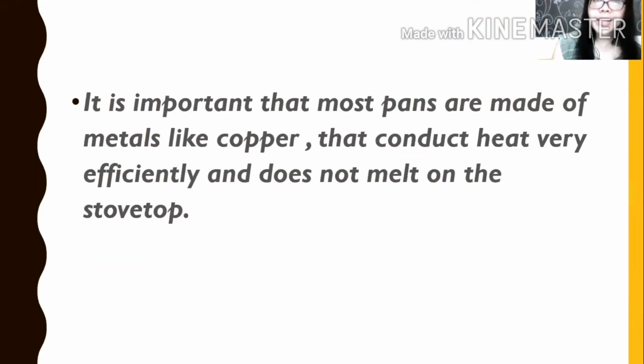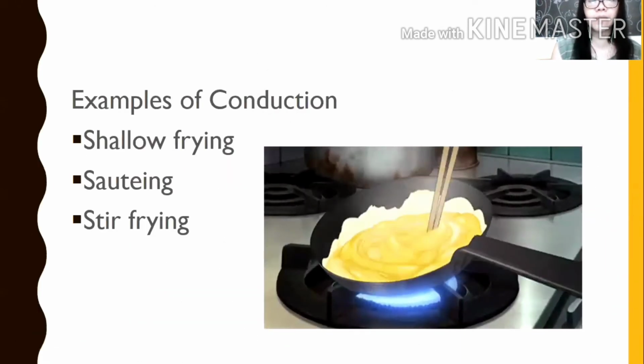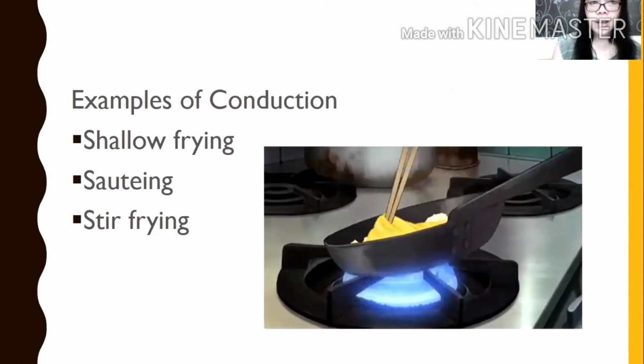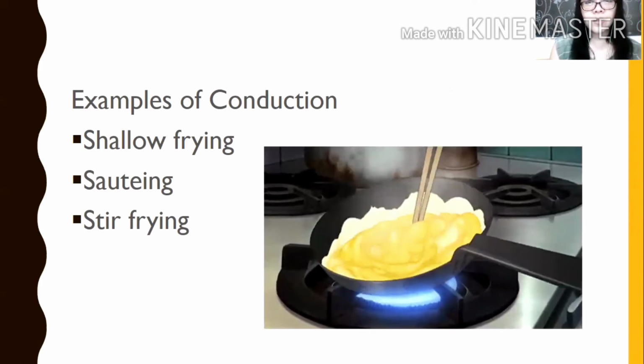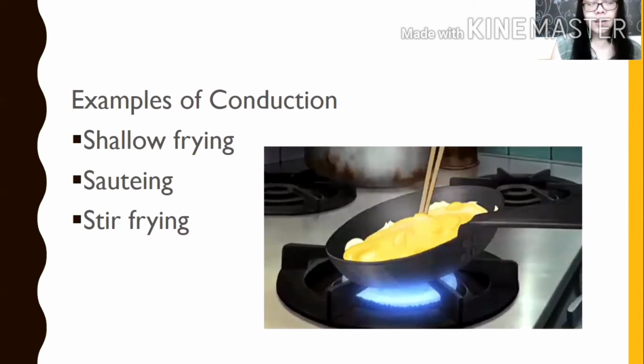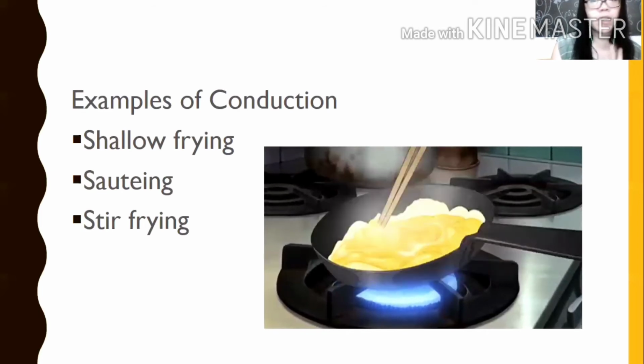Okay, so it is important that most pans are made of metals like copper that conduct heat very efficiently and do not melt on the stove top. So take note that metals are good conductors of heat. Okay, so we have the following examples of conduction. First, you have shallow frying, sauteing, and stir frying. So please take a look at the image. So that is an example of conduction.